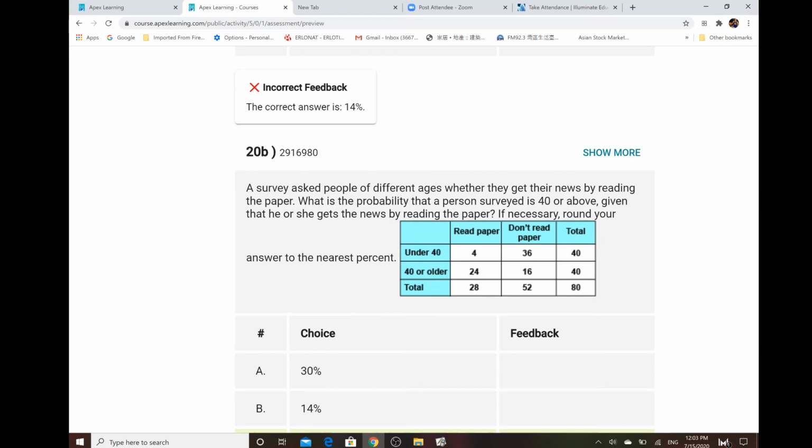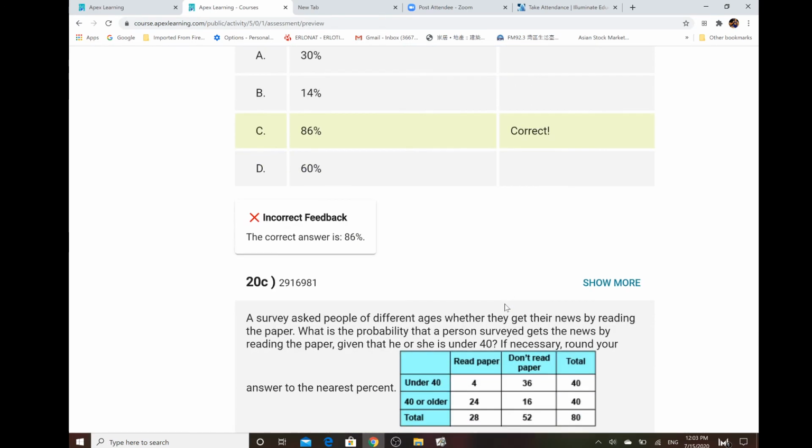So again, anytime you see the keyword given, so given condition, that means it's the total outcome here. So anytime you see the total outcome, we just want to divide by that number. So find the one they share in common, row and column, and pick that number, and then divide by the total outcome. So 24 over 28, 86%.